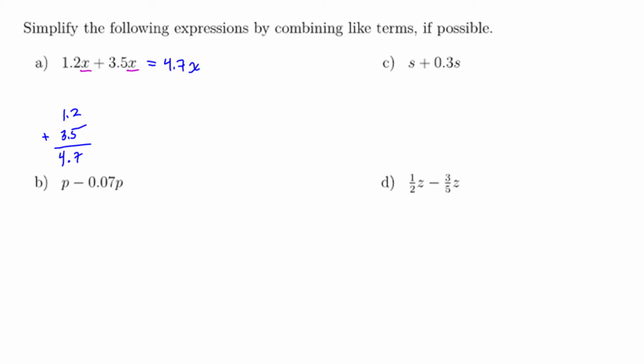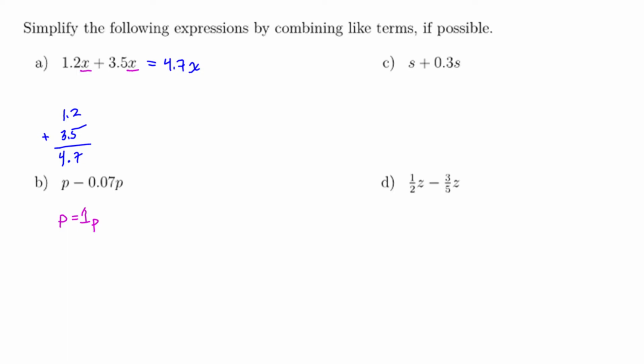Let's jump down to this next example, and we have p minus 0.07p. There's a couple things we want to note here. The first is that these again are like terms. We have p in the first term, we have p in the second term, so those are like terms. When we think about their coefficients, it's really critical that we remember that the expression p has that implied coefficient of 1. We don't have to write that 1. We know that it's there, but when we combine those like terms, that's the coefficient we'll need to be using.